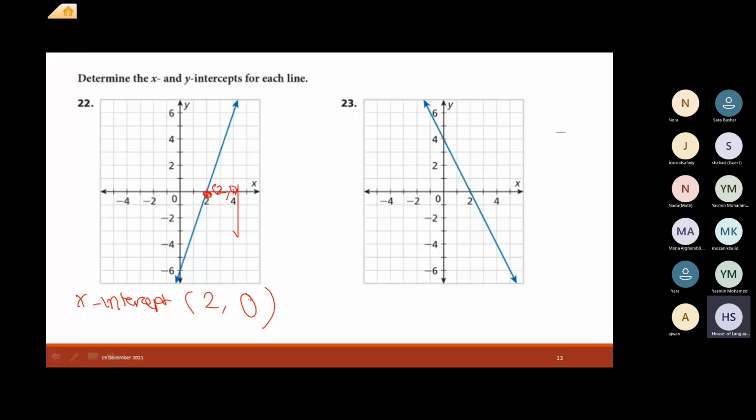Teacher, I don't understand this one. What do you mean, y is 0? Look at this point. X is 2. What about y? Teacher, y is negative 6. It's not 0. No, I'm not talking about the y-intercept. I'm talking about the coordinate of the x-intercept, because it's on the x, not on the y. What do you mean, teacher? I still don't get it.